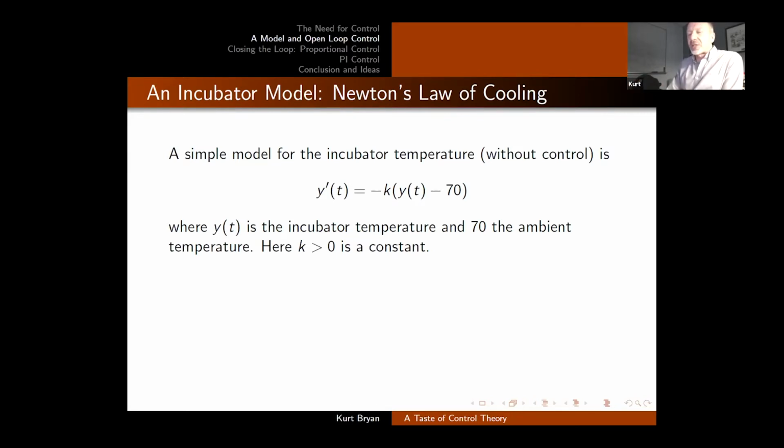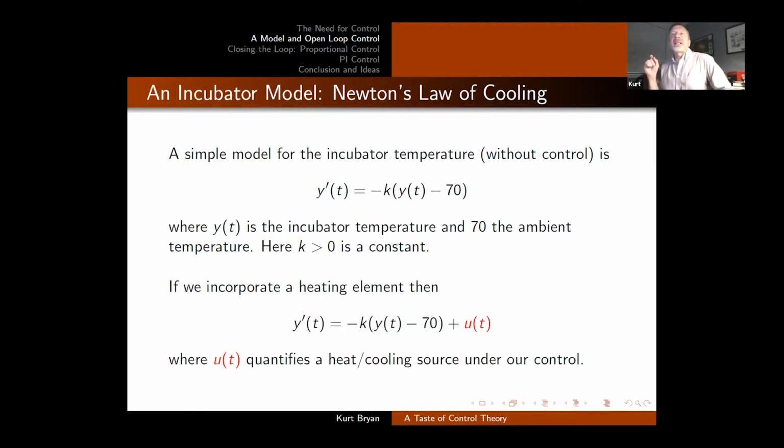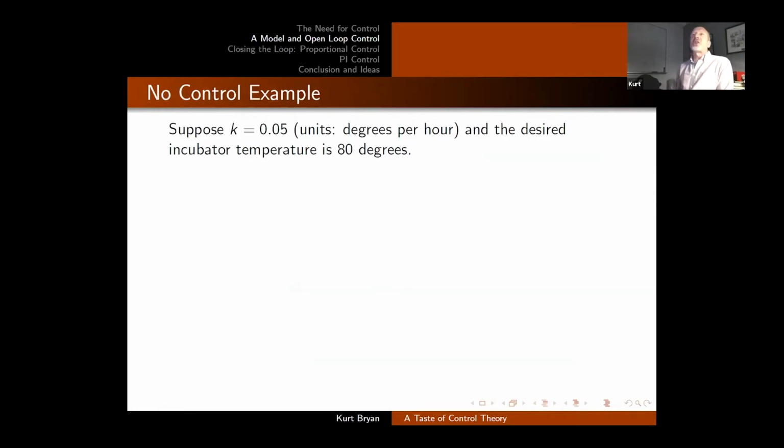There's no heat source. We're going to implement a heat source in this fashion. I'm going to put what's called a control function over here, u(t), in red, and that represents a heat source inside the incubator that can be used, or a cooling source if u is negative, to control the incubator's temperature. So that's how we're going to implement control here. u(t) is chosen according to whatever strategy we decide upon to make the incubator stay at 80 degrees.